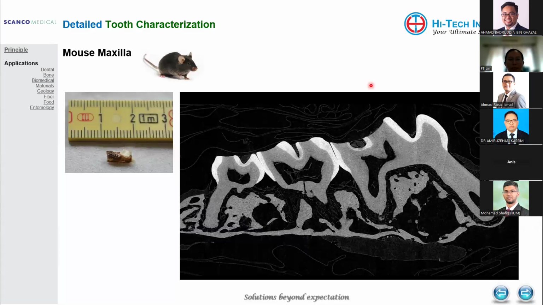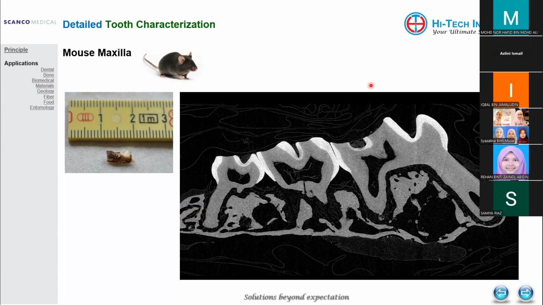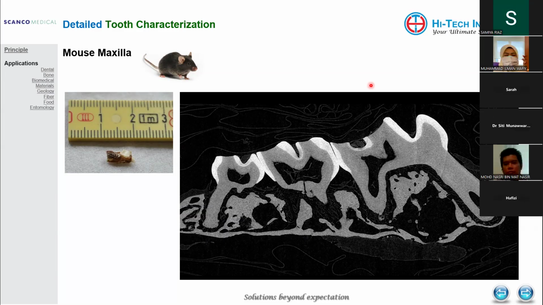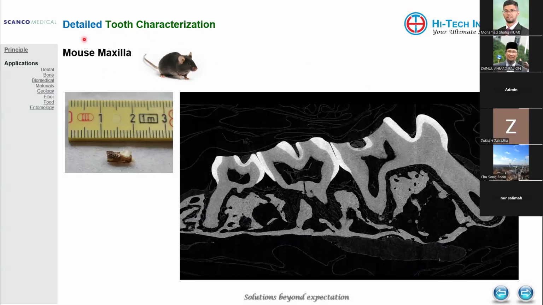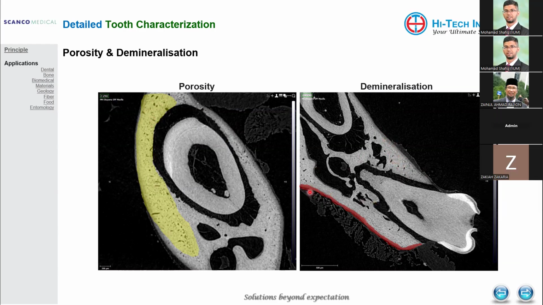And we can also utilize the MicroCT to characterize the tooth by measuring the porosities or even the density of the demineralized layer of the tooth. For example, this is a mouse maxilla. This is an overview of how it looks. From one set of data, we can utilize the same set to do a lot of studies. For example, we can look at the porosities, or the demineralization, because like you see here, there is a lower density layer compared to this. We consider this the demineralized layer.